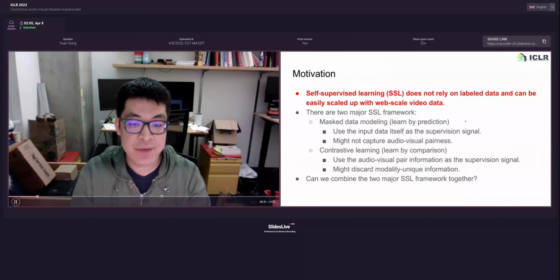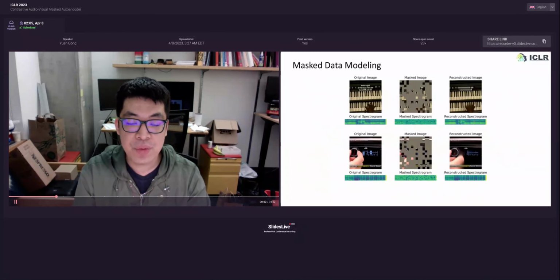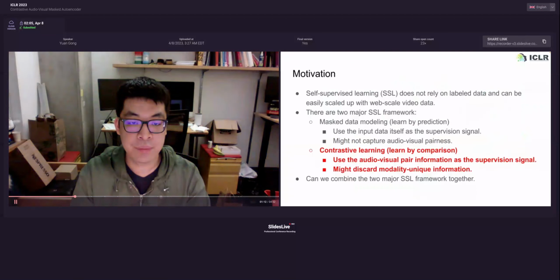While there are tons of self-supervised learning frameworks proposed in recent years, I think nearly all of them fall into two categories. The first category is masked data modeling, or learning by prediction. It uses the input data itself as the supervision signal. For example, here we mask a large portion of the image and audio spectrogram, and we want the model to recover them. The problem with masked data modeling is that it can use single-modal information for the recovery and might not leverage the audio-visual correspondence during the learning process.